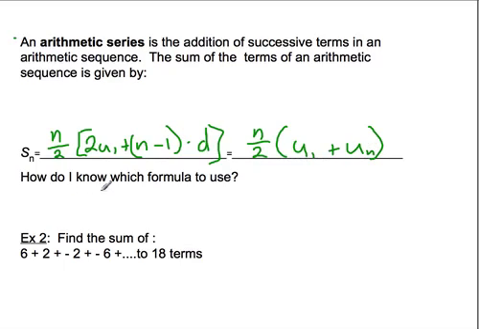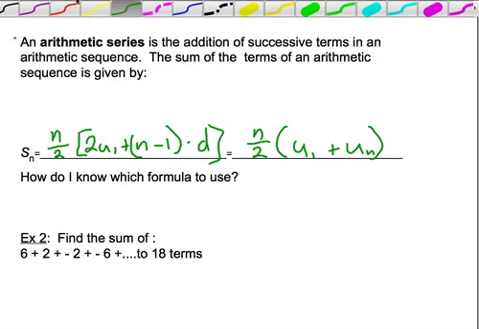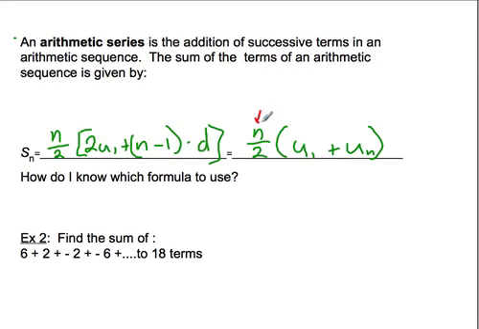Okay, now how do we know which formula to use? Well, let's look at the second one first. It looks a little bit easier. If you know the number of terms, the first term and the last term, then you should use this formula. If you know the first term, the number of terms, and the common difference, then you should use the first formula.